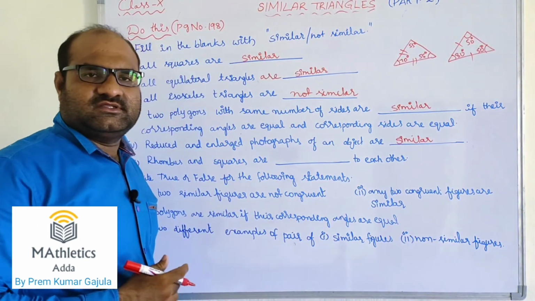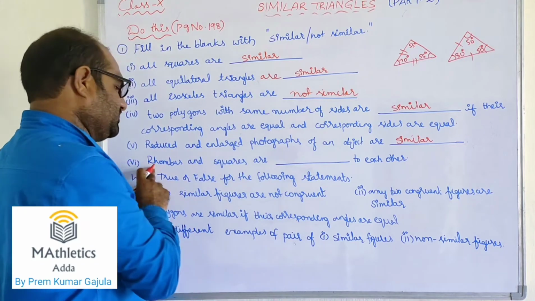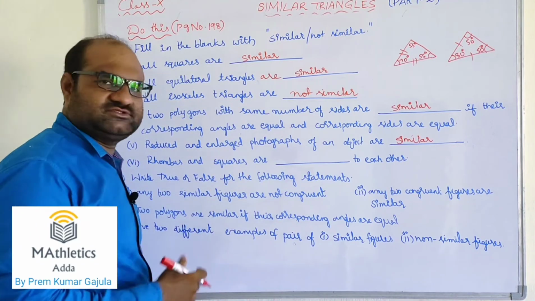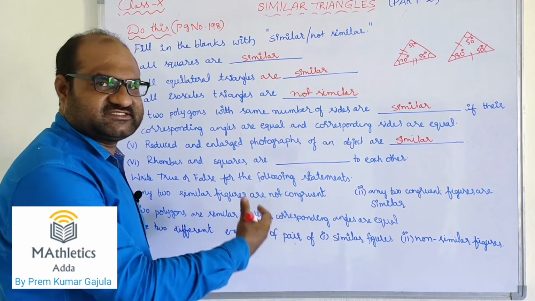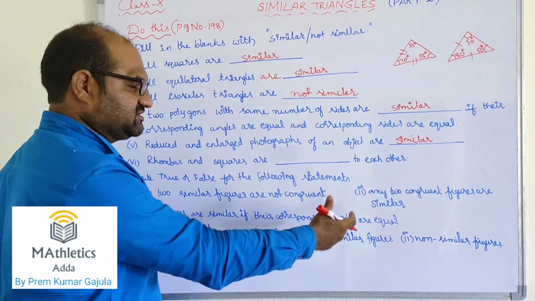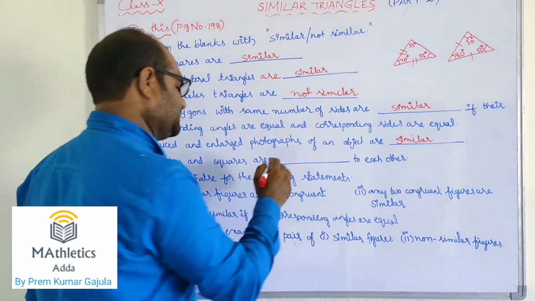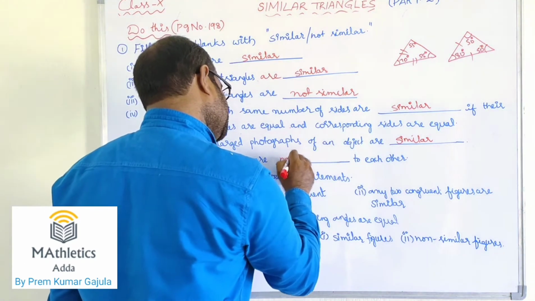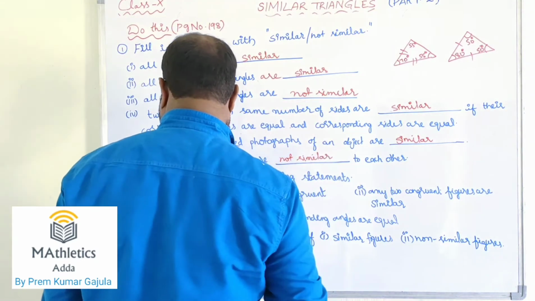Why? Because they are enlarged or reduced by using some scale factor. So now rhombus and squares are dashed to each other. Are they similar? Actually they are not similar. Why? Because we have just seen in the first think and discuss question that rhombus and squares are not similar. Why? Because their corresponding angles are not equal. So they are not similar.